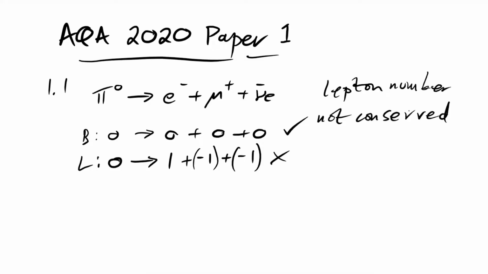Oh, there's an R that looks like a V as per usual. Ce n'est pas possible. 1.2, state the two possible quark configurations of pi 0.